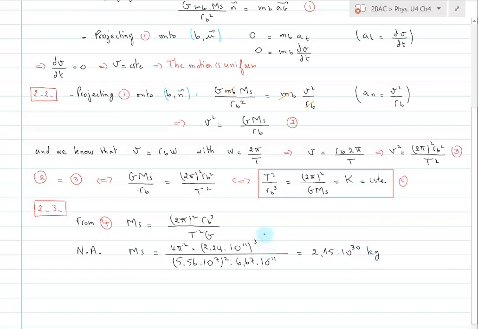So the mass of this star is this. It's reasonable, because the mass of our sun is equal to 1.98 times 10 to the power 30 kilograms also. So the same order of magnitude.